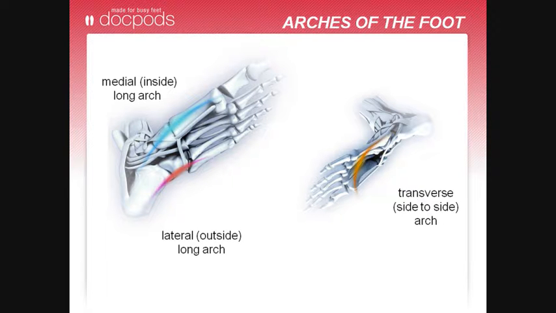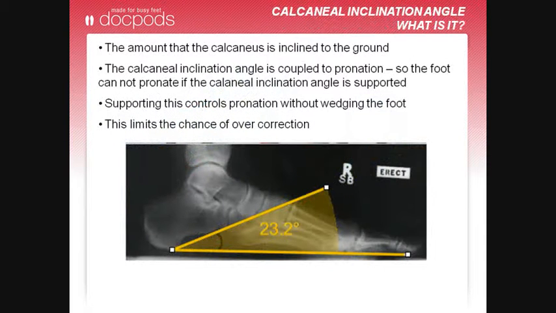An important part of the medial longitudinal arch is the calcaneal inclination angle. The calcaneal inclination angle is important because it's coupled to pronation. Now what this means is that the foot can't pronate as long as the calcaneal inclination angle is supported. Our inner soles help to control overpronation by supporting the calcaneal inclination angle. This leads to less chance of overcorrection than if we were using a wedged inner sole.